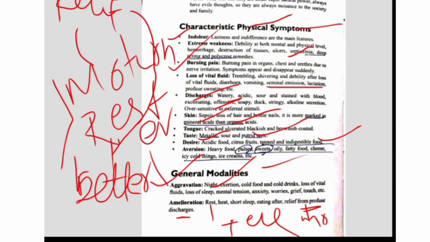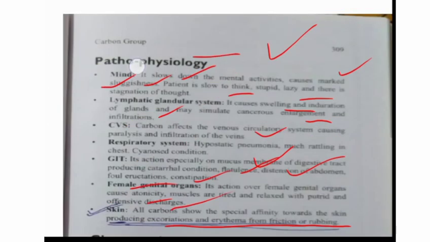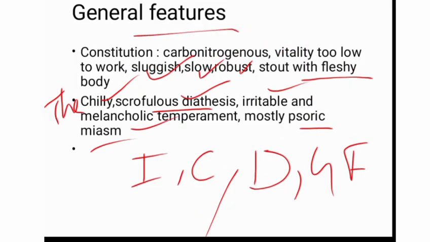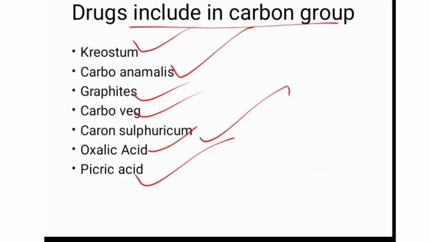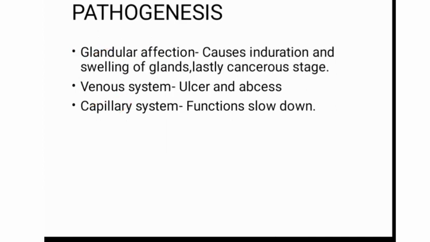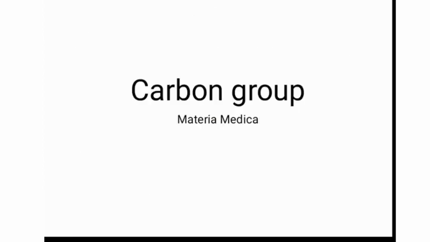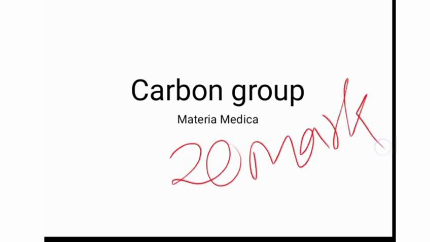Okay, physical general, mental symptoms, and pathophysiology, and general features, what are the constitution and diathesis, drugs included in the carbon group, what the Hahnemann drugs included in each time of book, that is Fragmenta, and what are the sphere of action, pathogenesis, and introduction. This is all about the carbon group. So this is a 20 mark question if found in the university exam. Thank you. Have a nice day.